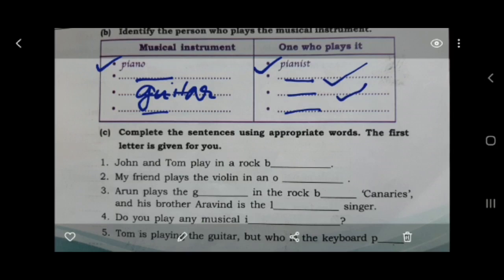And look at the first one. John and Tom play in a rock dash. The first letter B is given. In a rock band. Now B here, rock band. Now which is the second one? My friend plays the violin in an O, vechittanu start cheyyunnathu. What could be the word? That word is related to music. That is in your textbook, the same page. You may write here and do 3, 4 and 5 also.